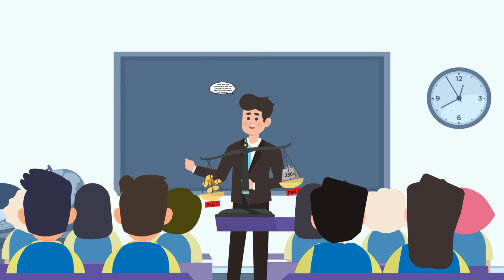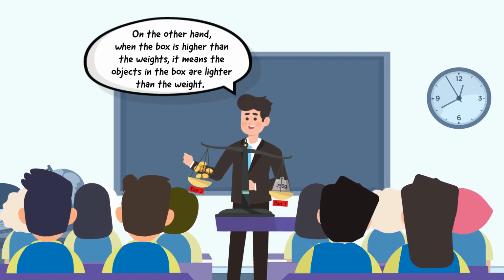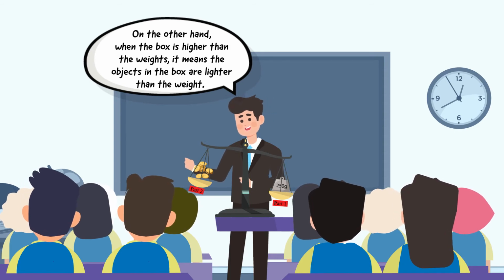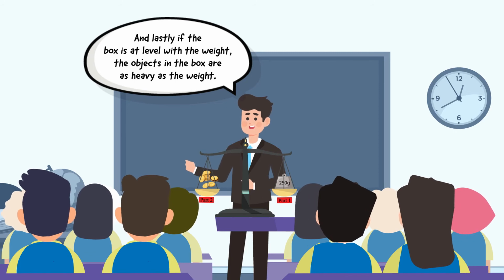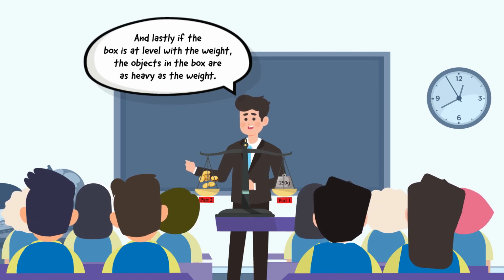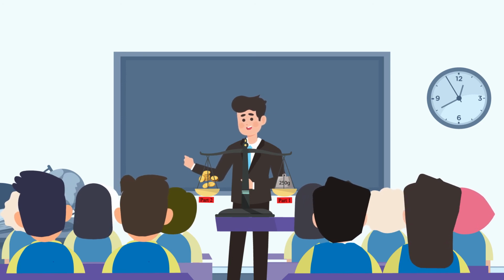the weight. On the other hand, when the box is higher than the weights, it means the objects in the box are lighter than the weight. And lastly, if the box is at level with the weight, the objects in the box are as heavy as the weight. With this, we have come to the end of period 1 of this lesson.